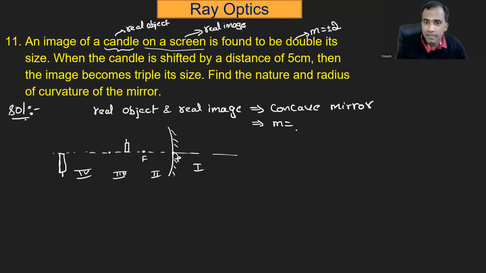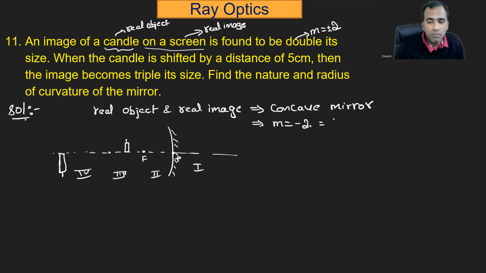That is clear from the given data, but it will be minus 2 because real object and real image happens only in the concave mirror. That too, when you place the object in the third region, only then magnification happens. When the magnification is happening, only inversion is happening. So that's why m is minus 2. Right. So this is the data.